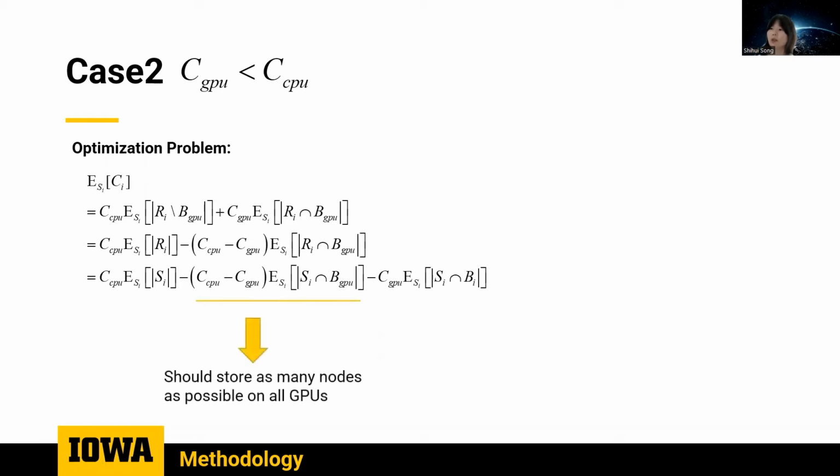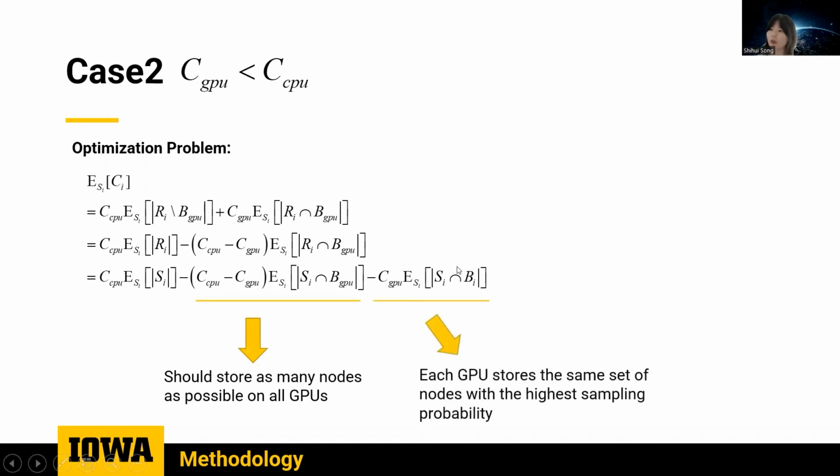So we should store as many nodes as possible on all GPUs. And the last expectation is the same as case 1. So each GPU should store the same set of nodes with the highest sampling probability. So here is a trade-off, and we then design an algorithm to explore this trade-off.